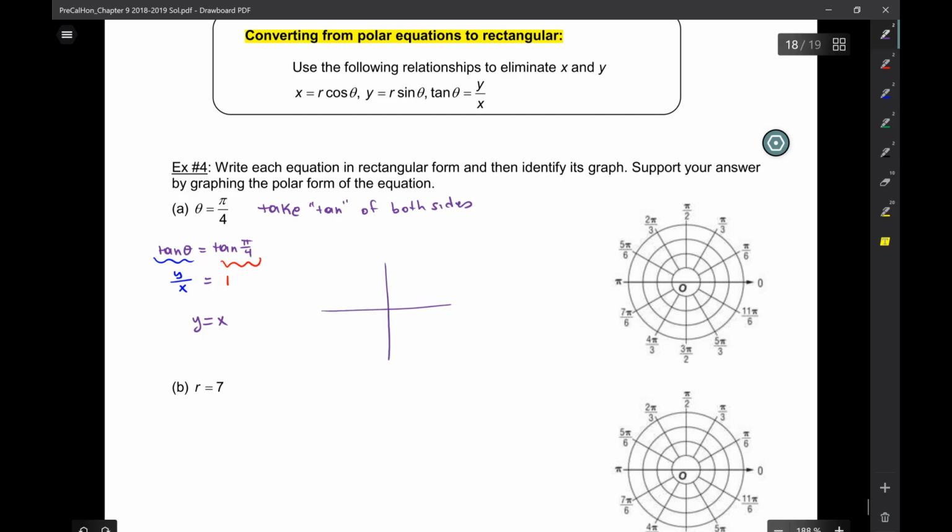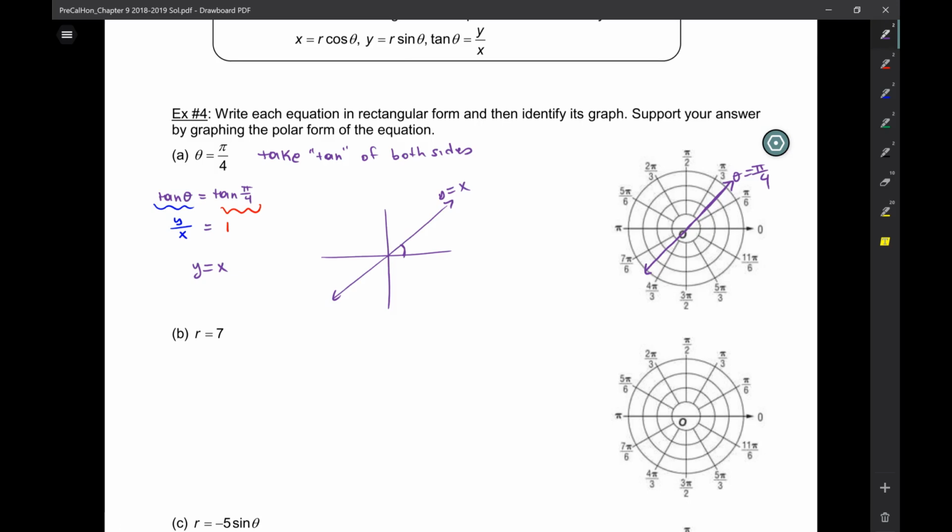So if I were to graph this, y equals x, how much is that angle? 45 degrees. Is that like theta equals pi over 4? Right. You see that? Had I graphed theta equals pi over 4, that's what it would have looked like. How magical is that? Y equals x, theta equals pi over 4. So you see what we did is we took the tangent of both sides.